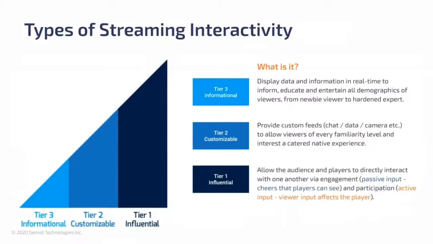So there are three types of streaming interactivity. There's an informational tier, which is just displaying real-time data that informs and educates both novices and experts alike. A customizable tier that lets viewers select from different camera angles and just create more of a personalized experience. And then the influential tier, where it could be either passive, where I can cheer for a player, or active, where I can help or hurt the player with the input on the stream.